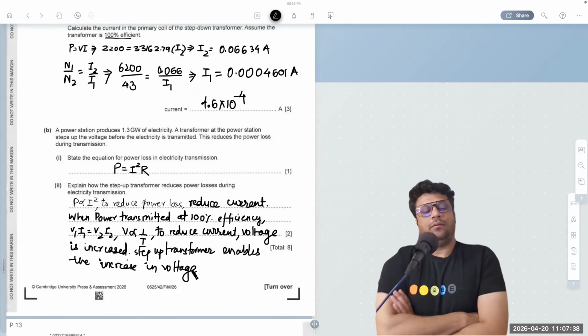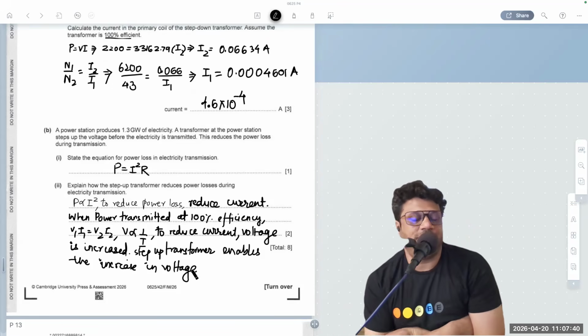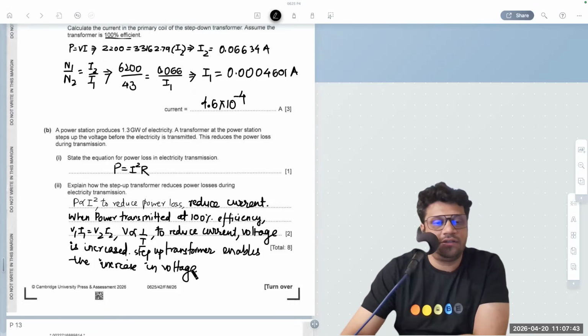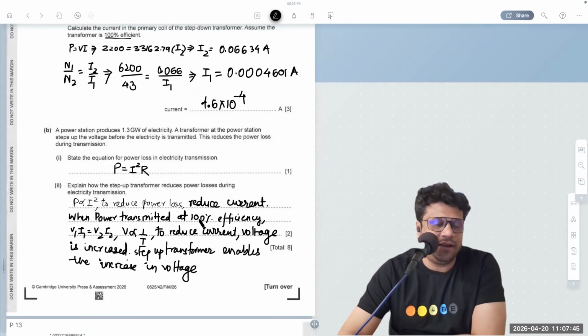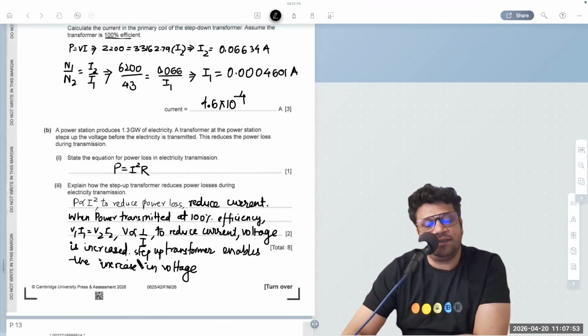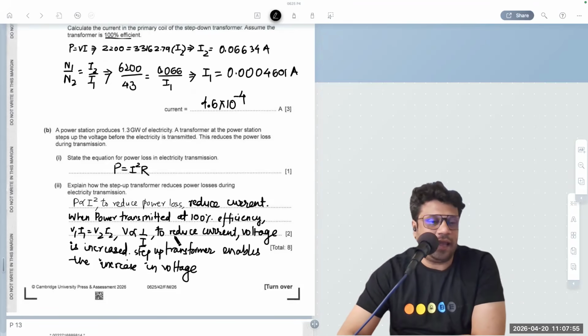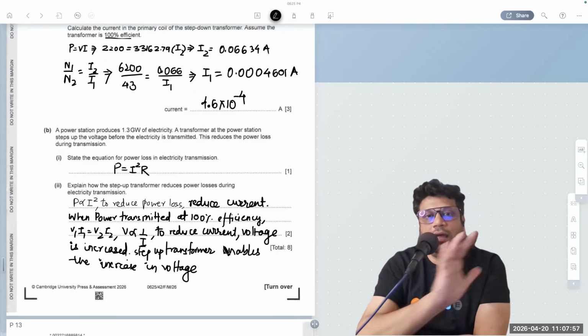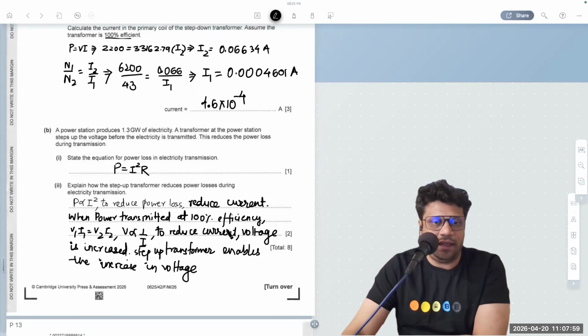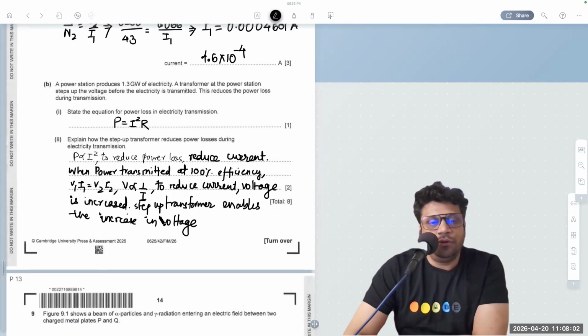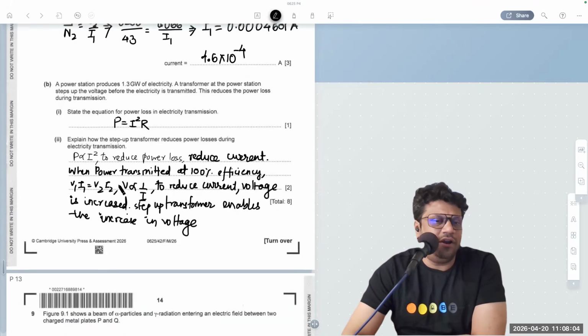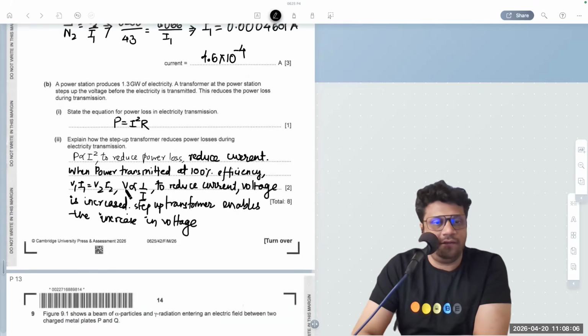That's how. Power losses are proportional to I square. To reduce power loss, reduce current. When power is transmitted at 100% efficiency, V1 I1 equals V2 I2, so V is inversely proportional to current. To reduce current, voltage is increased. I think I'm being a little extra here, but I just want to explain everything for you to understand. So you may want to reduce a few points here if you want to.